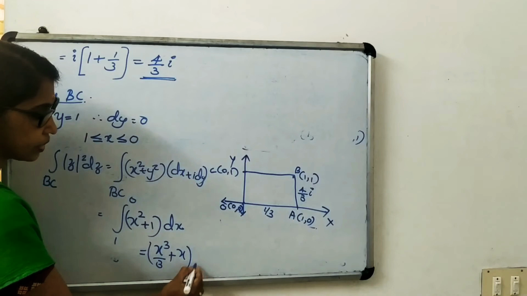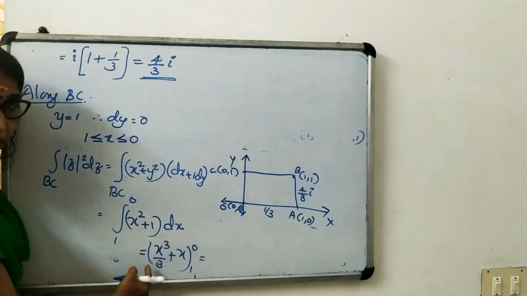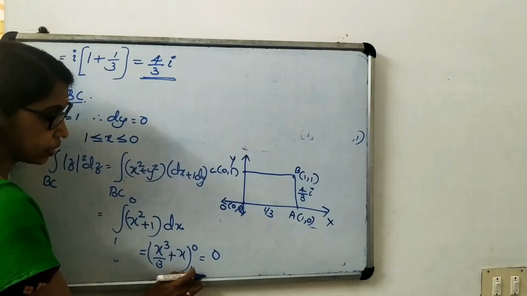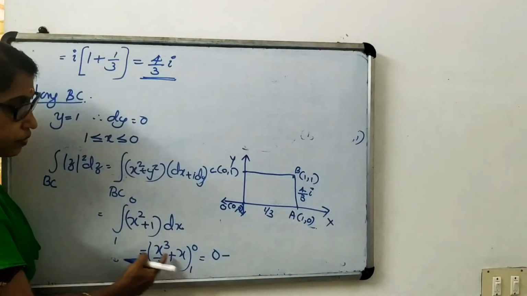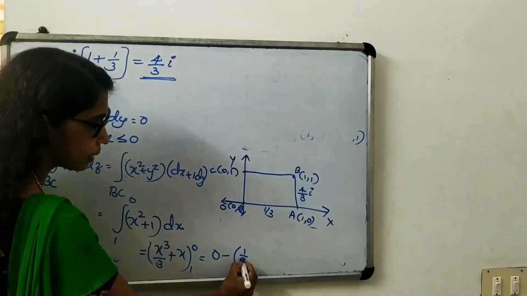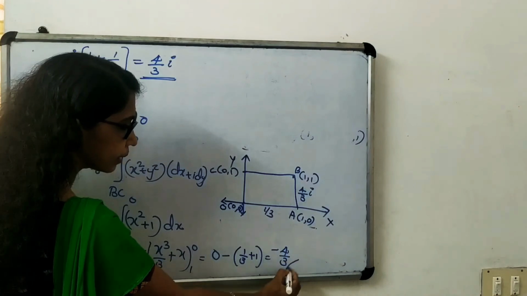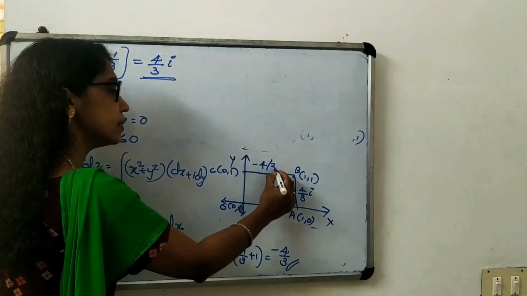So on integrating we get integral of x square is x cube by 3 plus integral of 1 is x, within the limits 1 to 0. On applying the upper limit we get 0 here, and the lower limit is 1, so we apply the lower limit with a minus sign: minus of 1 by 3 plus 1, and this is equal to minus 4 by 3. So we get the integral here as minus 4 by 3.